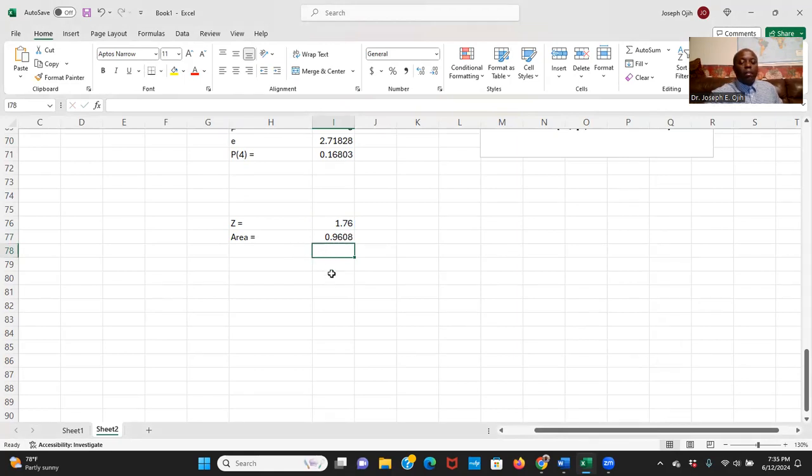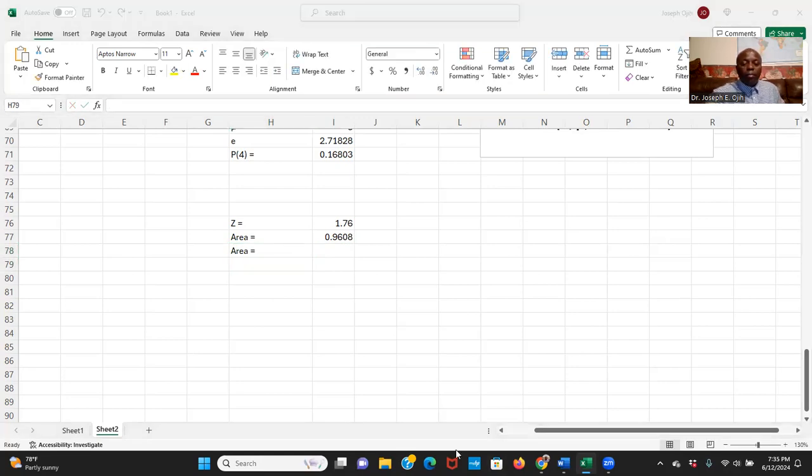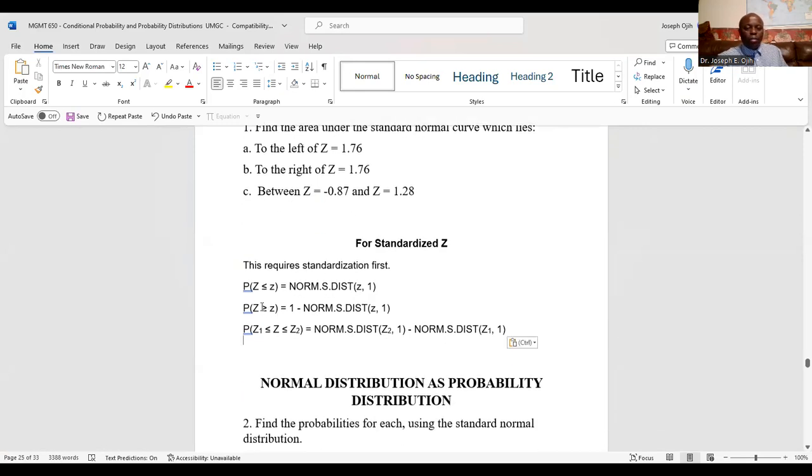0.09608. Now, if it is greater than, you do a different thing. Let's say it's greater than area. Okay. Now, if you look at the second one here, it says greater than, say to the right of, that means greater than. For that, you're going to use this: greater than 1 minus NORM.S.DIST. Yep. So I'm going to show you what you're going to get for that.